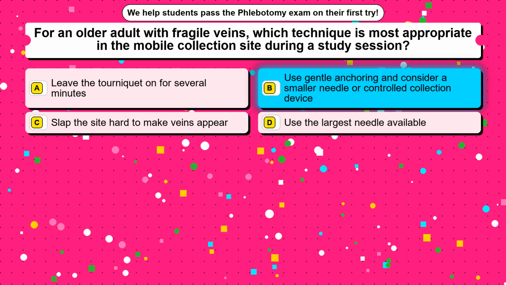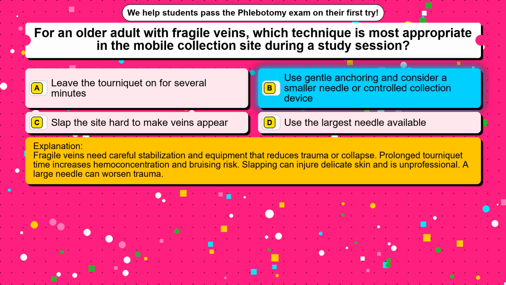The correct answer is option B. Use gentle anchoring and consider a smaller needle or controlled collection device. Fragile veins need careful stabilization and equipment that reduces trauma or collapse. Prolonged tourniquet time increases hemoconcentration and bruising risk. Slapping can injure delicate skin and is unprofessional. A large needle can worsen trauma.